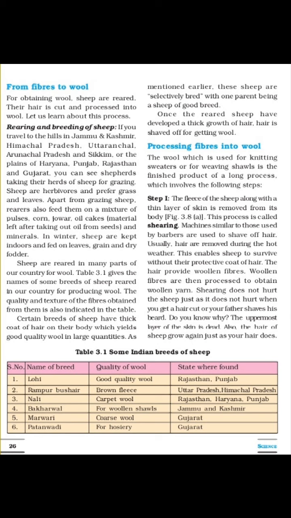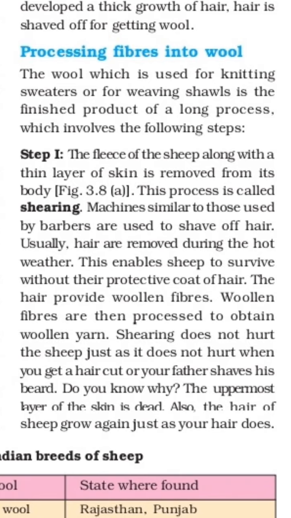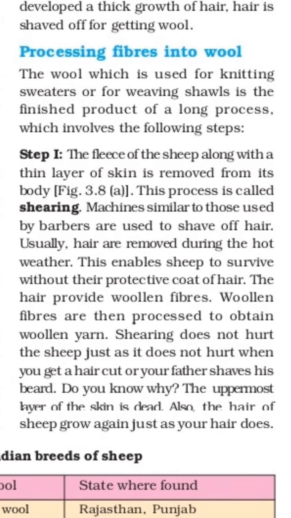Now we will see the next part, processing fibers into wool. The wool which is used in knitting sweaters or for weaving shawls is the finished product of a long process which involves the following steps. We are aware that when the fibers are converted into wool, it is used for knitting sweaters and weaving shawls. It is a finished product of a long process, and the steps are mentioned here.